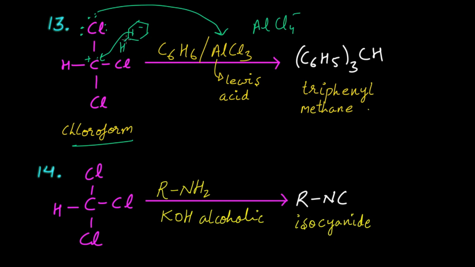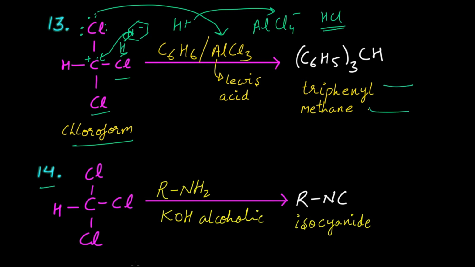That hydrogen will give its electron again to the ring, and the hydrogen will move in the form of H+. This H+ will again go to the chlorine taken by AlCl3 to form HCl, right? This process continues for 3 steps to remove 3 chlorines, and the final product you are going to get is triphenyl methane, right? I hope I am clear.